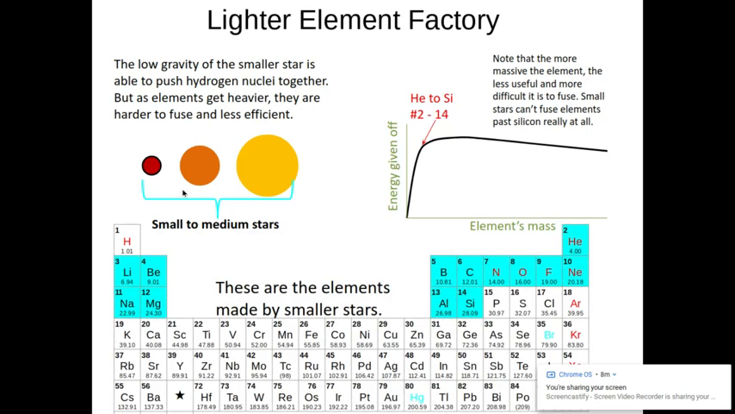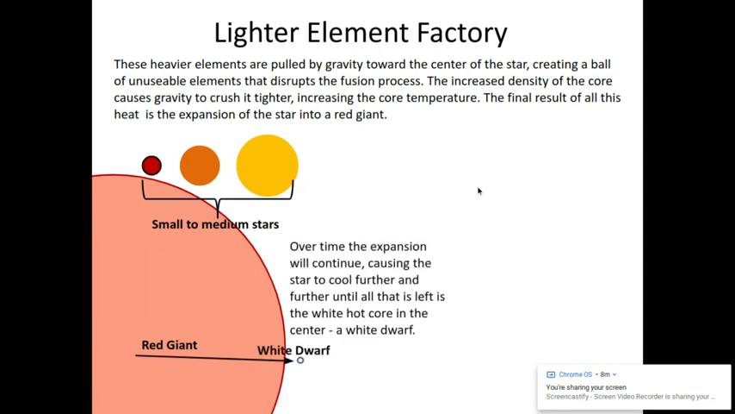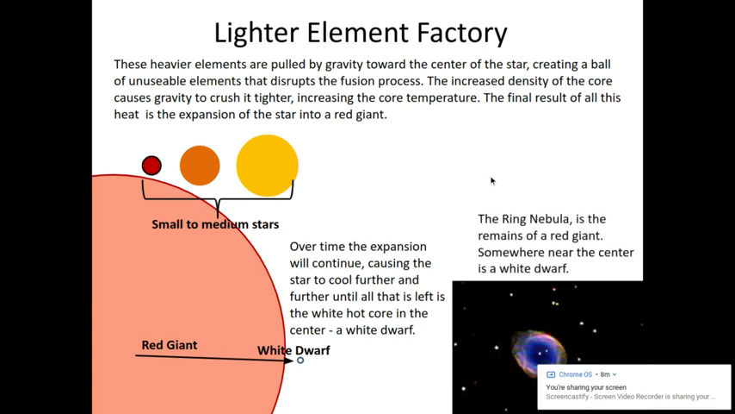So inside the smaller stars, these first lighter elements up to silicon are formed within the sun. Eventually, those elements will be too heavy and the star will implode on itself, forming a red giant, pushing the gases outward. And over time, those gases will float away, leaving behind just a white dwarf. If you can see here, the ring nebula is the remains of a red giant. Somewhere near the center is a white dwarf.